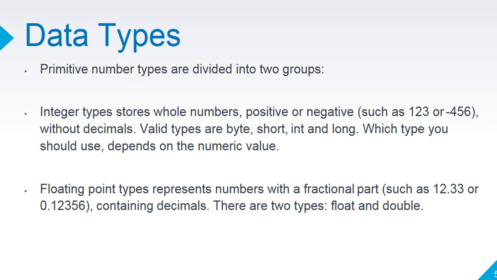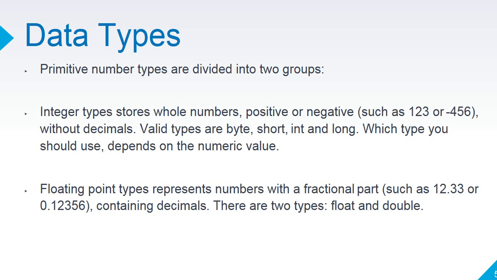So the primitive data types are divided into two groups. The integer types store only whole numbers, which can be positive or negative but without decimal points. For example, 1, 2, 3 or minus 4, 5, 6 are integer data types. And we have another primitive data type that represents numbers with a fractional part that contains decimals. These are called floating data types.